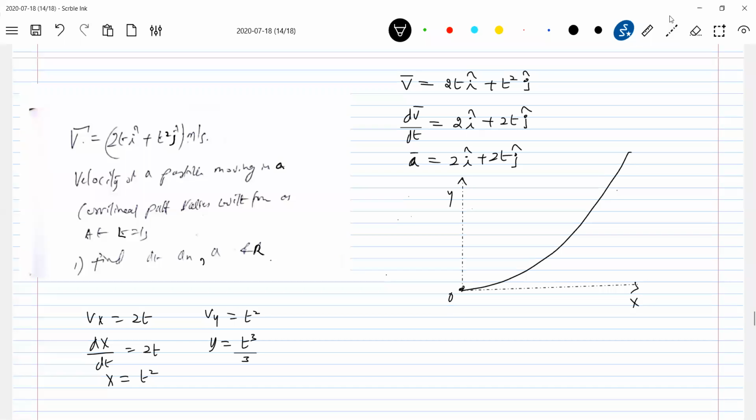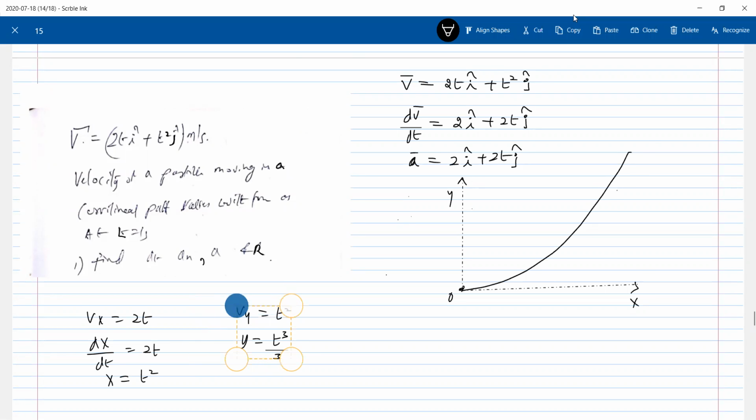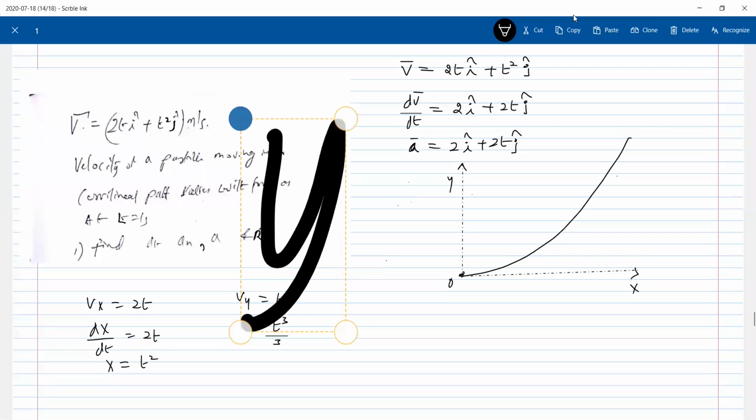This is a bar. Look at how a bar will be directed: 2 i cap plus 2 j cap. Now one more thing. When a particle moves in a curved path, it will have two accelerations, one tangential and the other normal. What do you mean by tangential? Tangential acceleration is the rate of change of speed. And what is the normal acceleration? Normal acceleration is due to the change in direction of motion.